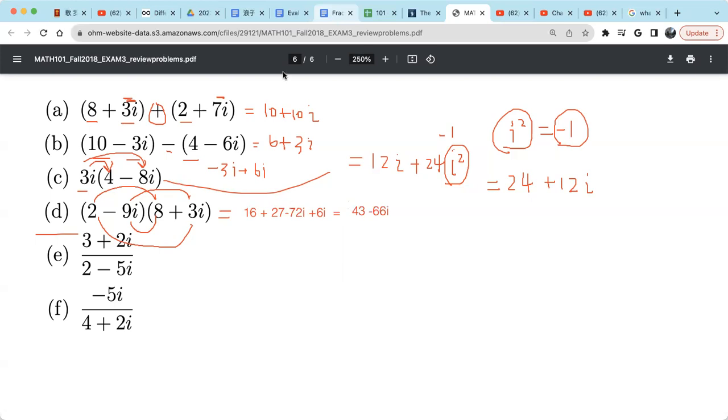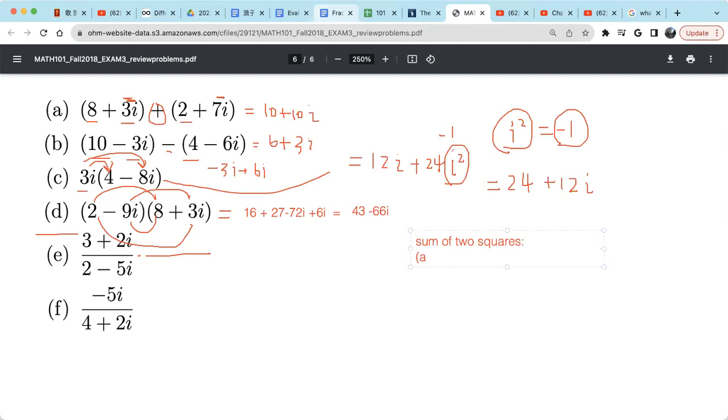For E, we're dividing two binomials. We're going to use the difference of two squares formula again. But with complex numbers, it's called, let me write on the side, not difference of two sums, sum of two squares. Okay, so how do we write that?